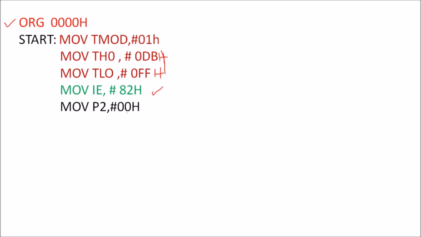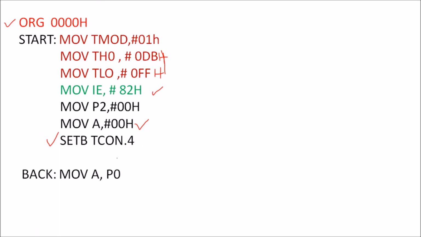On port P2, 00H is stored. That means all LEDs of port 2 are turned off. The accumulator is also initialized with value 0. Then we'll start timer 0. For that we are using SETB TCON.4. Now the timer has started and it has started counting.